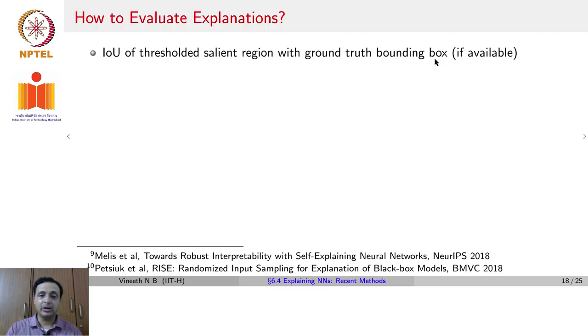So if somebody already told you that given an image, I have a cat in the image, but I also am giving you a bounding box around the cat. Let's say that's part of the data set. Then if my saliency map has a high intersection over union with this particular cat, what is intersection over union? We'll see this in more detail when we see other tasks such as detection in vision. But if that intersection over union is high, we assume that our saliency map or our method to compute the saliency map has worked fairly well.